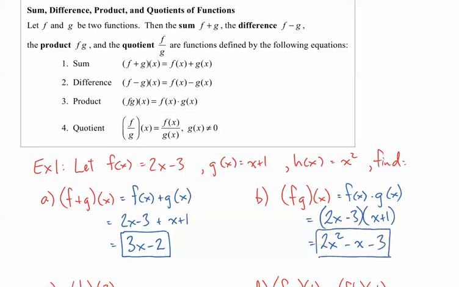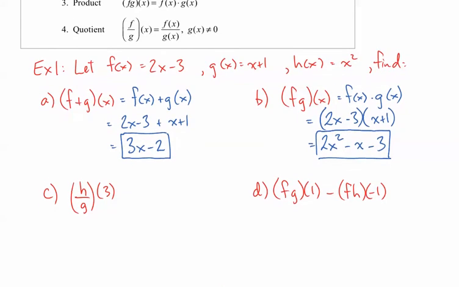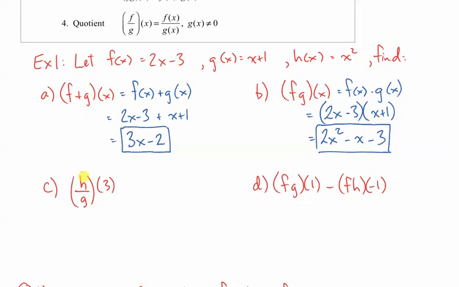Using the same two functions, now try these. H divided by g with an input of 3 is what this is saying. And lastly, f times g with an input of 1, subtract f times h with an input of negative 1. Again, pause the video, try them out, see what you come up with, and compare your work to what I have.